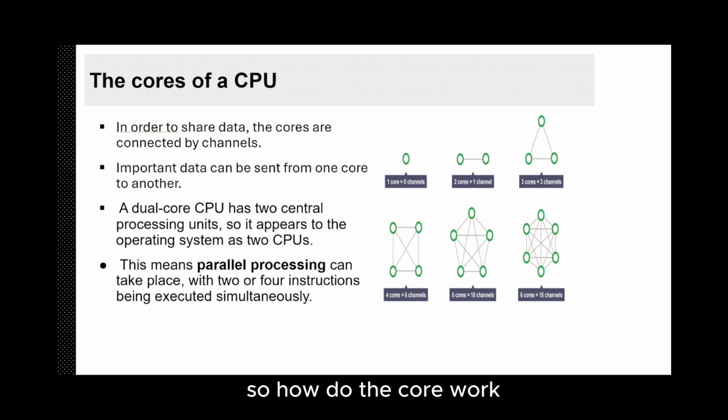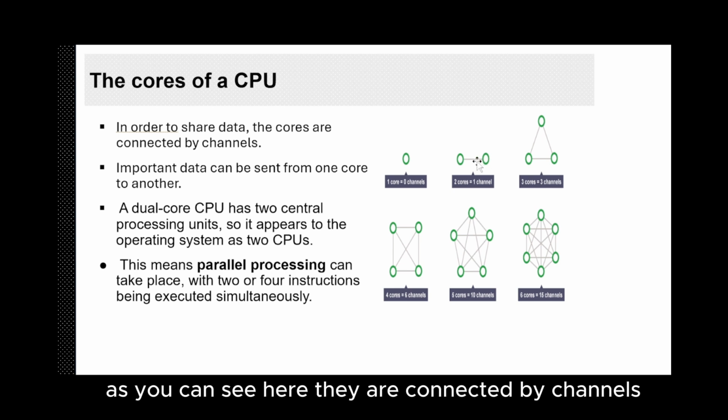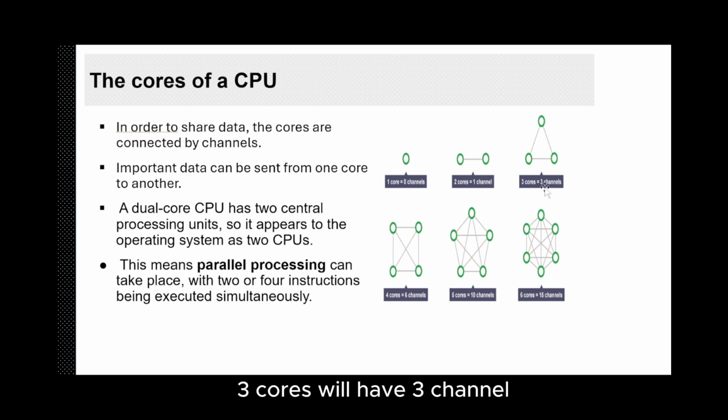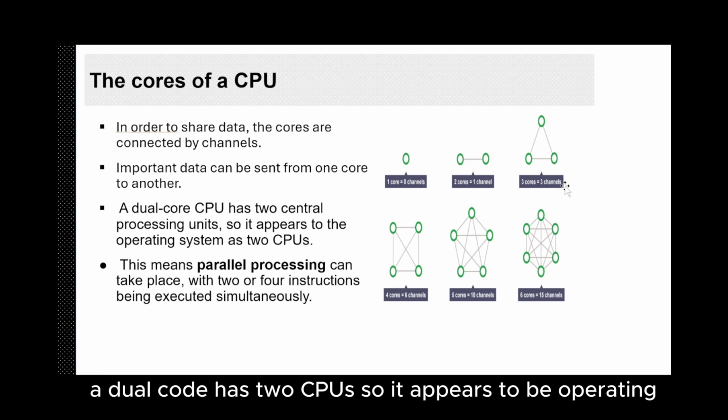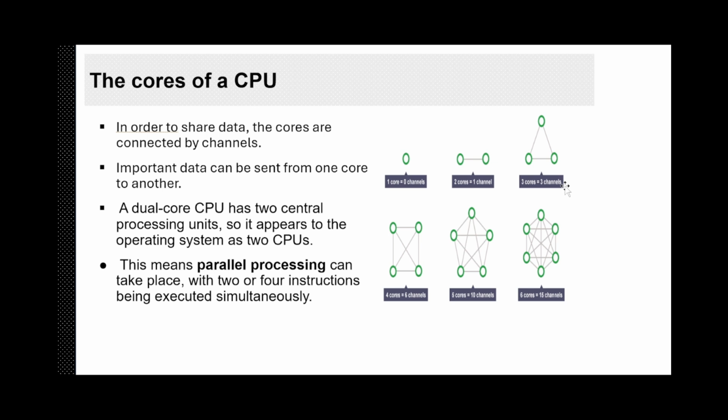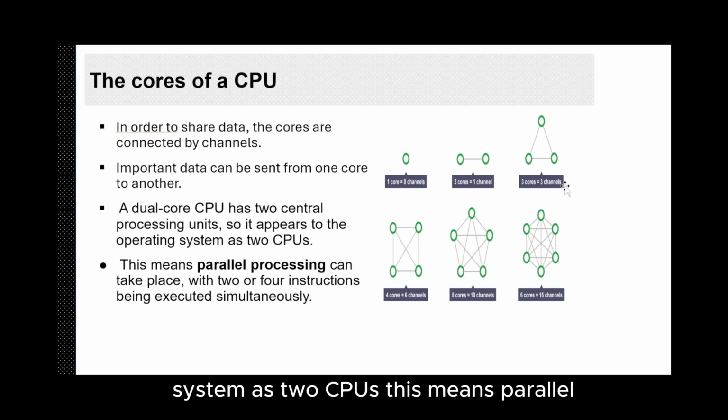How do these cores work in a CPU? In order to share data, the cores are connected by channels. As you can see here, they are connected by channels. So 2 cores will have 1 channel, 3 cores will have 3 channels. Important data can be sent from one core to another. A dual core has 2 CPUs, so it appears to the operating system as 2 CPUs. This means parallel processing can take place with 2 or 4 instructions being executed simultaneously.